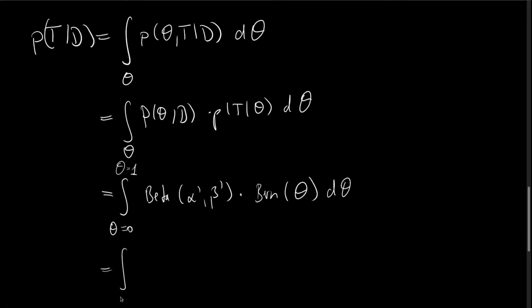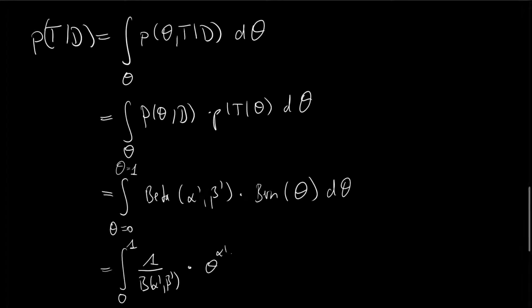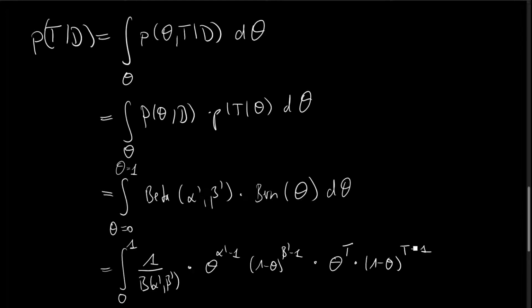And let's plug this in again, and I will make this even more concise. The beta is 1 over the beta function of alpha prime and beta prime, times theta to the alpha prime minus 1, times 1 minus theta to the beta prime minus 1, times theta to the t, where t is our random variable, times 1 minus theta to the 1 minus t. Okay, d theta.